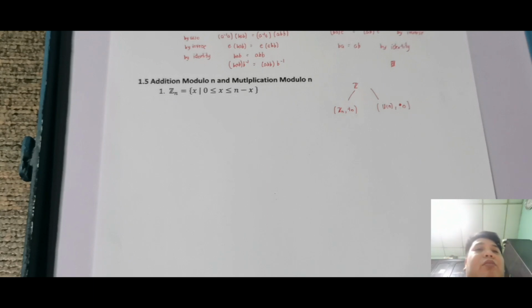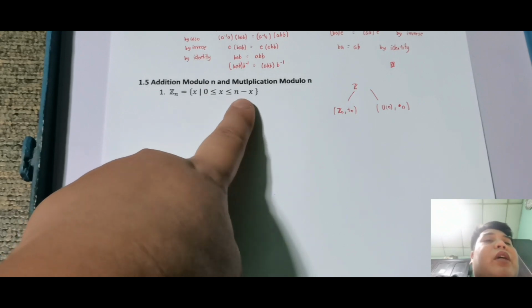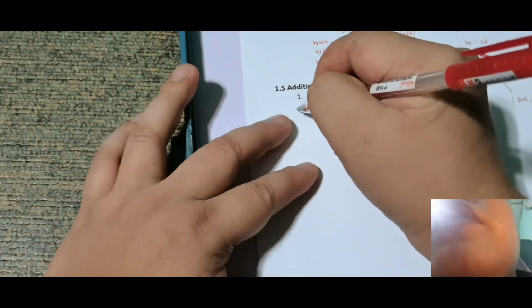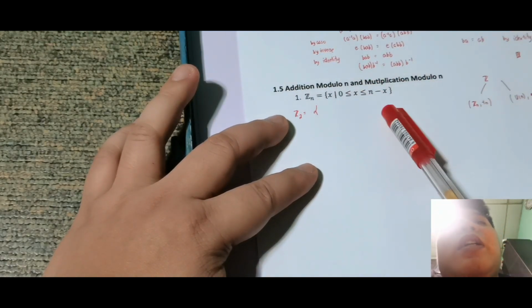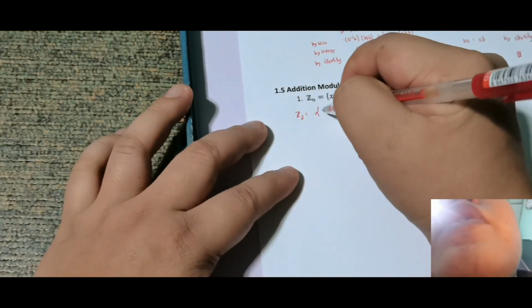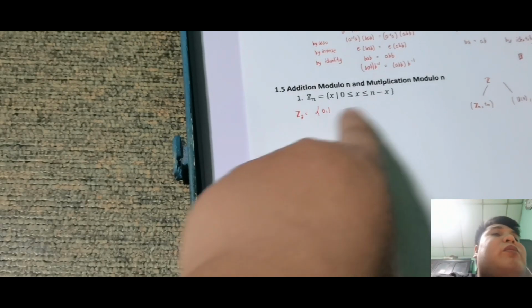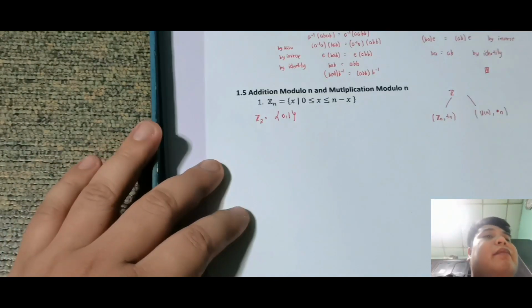So start muna tayo kay addition modulo n, which is Z sub n. So we have Z sub n is equal to the set containing x such that si x is in between 0 up to n minus 1. Okay, so ano ibig sabihin niya? For example, nag-set ako ng Z sub 2. So Z sub 2 is obviously bawal siyang maging 2 mismo. So magi-start ka sa 0 kasi pasok si x as 0. So 0, 1. Since ang goal natin sa dulo is n minus 1, meaning that is 2 minus 1 lang, which is 1. So ito lang siya, meaning dalawa lang yung element niya. Okay, yan yung ibig sabihin niya.